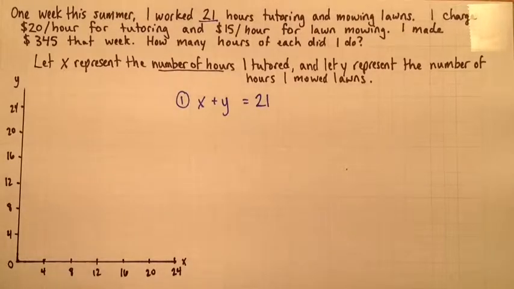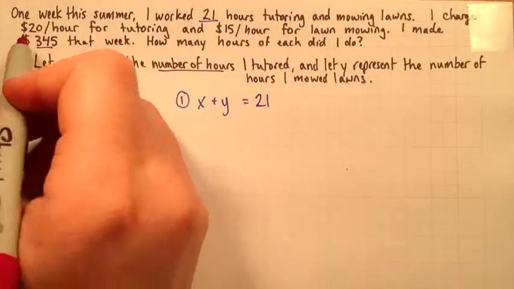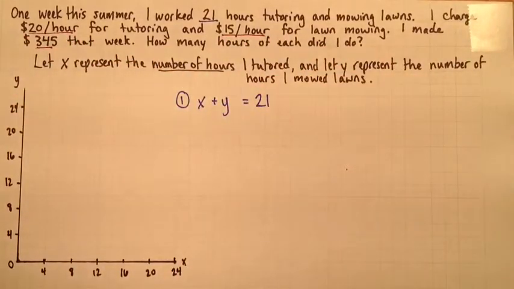Okay, the other equation is a little bit more complicated, not terribly, and it has to do with how much money I made. So I made $20 an hour for tutoring and $15 an hour for mowing lawns.